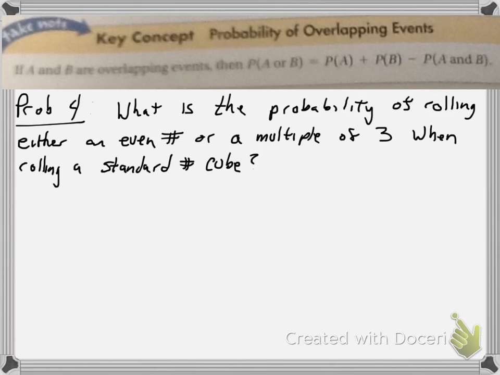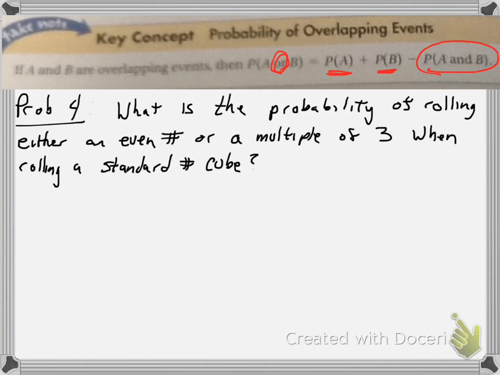Now, what if they're not mutually exclusive? What if they overlap? If they're overlapping events and you want to find the probability of A or B, you then take the probability of A plus the probability of B still. Again, the keyword's or, so I'm going to add, but you're going to subtract the overlap.